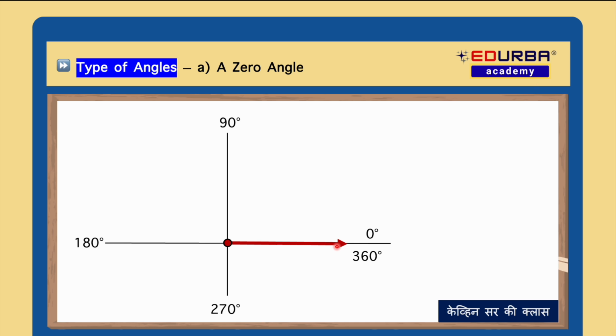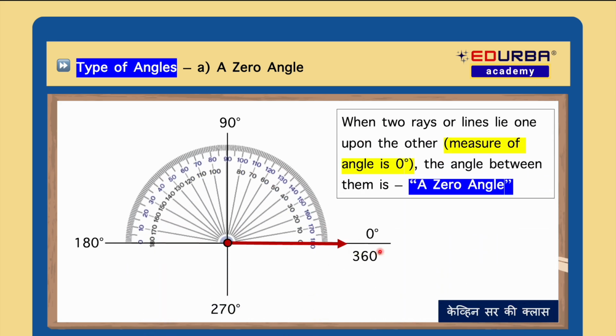The first type of angle is a zero angle. The name shows that we have zero angle between this ray and a horizontal line. That means the arm is perfectly matching the horizontal line on the protractor, or in other words, the arm has not opened yet. So when two rays or lines lie upon each other or measure 0 degree angle, the angle between them is a zero angle.